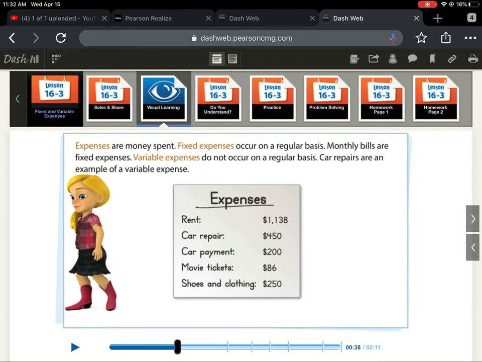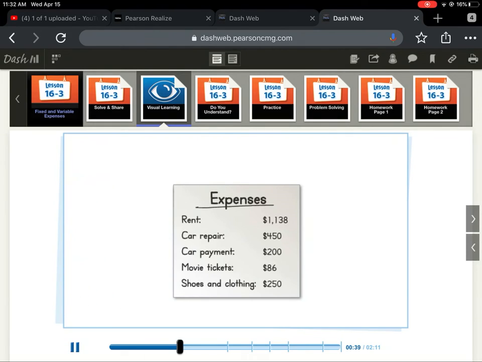Now, this is very important. This is what the whole lesson is about. Expenses, boys and girls, is when we're spending money. So there's 2 different types of expenses. We have the fixed expense that happens on a regular basis. And then we have variable expenses that do not occur on a regular basis. And we spoke about these in class. So bring that to remembrance.